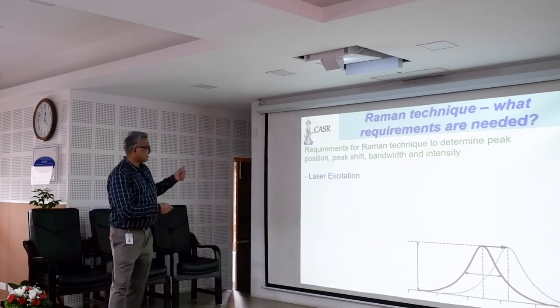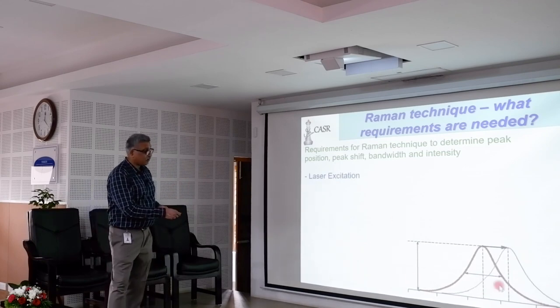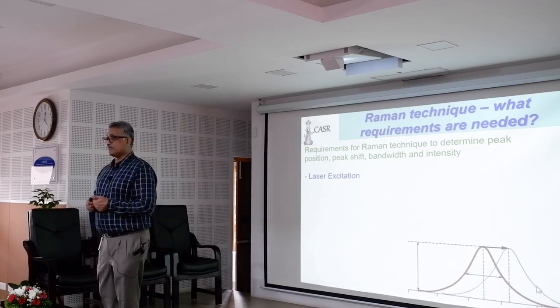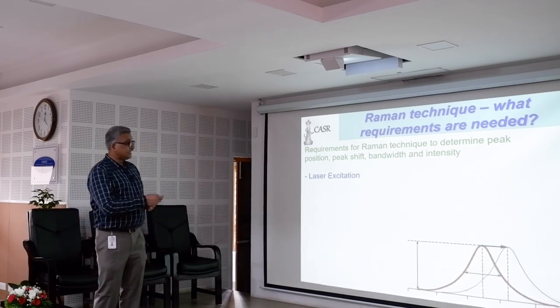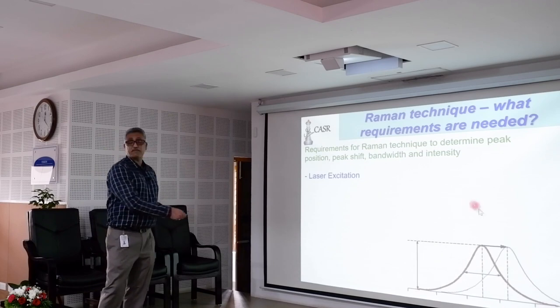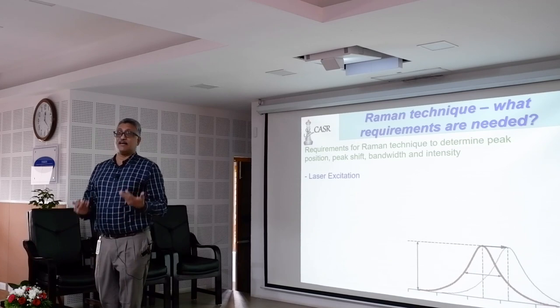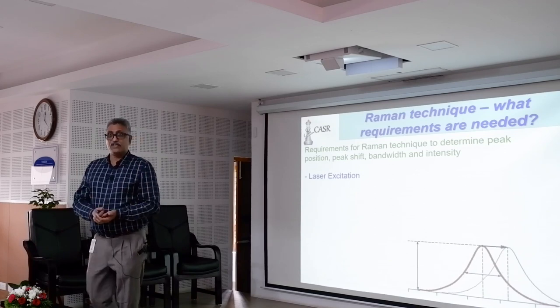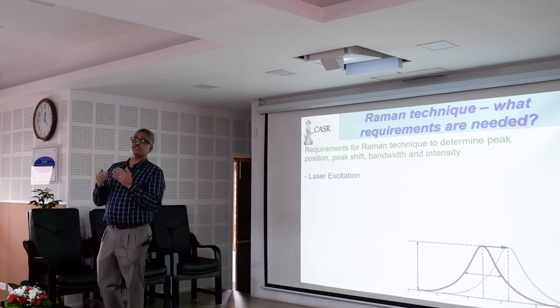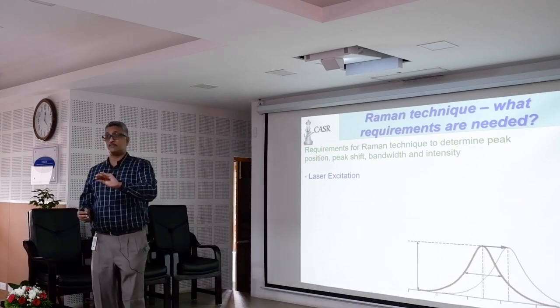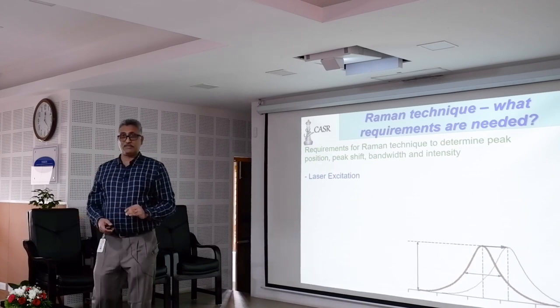Second, the third is the bandwidth. How much is the width of the peak? That also has to be accurately determined. You also need to find out the intensity of the peak, because if the intensity is varying, that also tells you a lot about the molecule itself. So all of these things should be there in whichever spectrometer you are using. These four things are going to determine how you interpret your Raman spectrum.